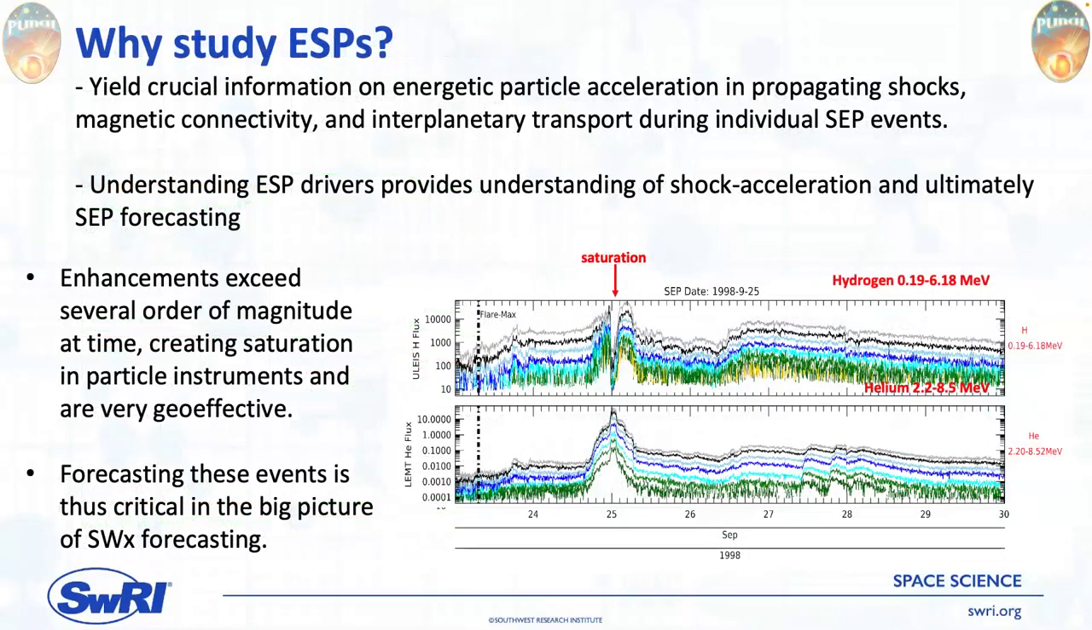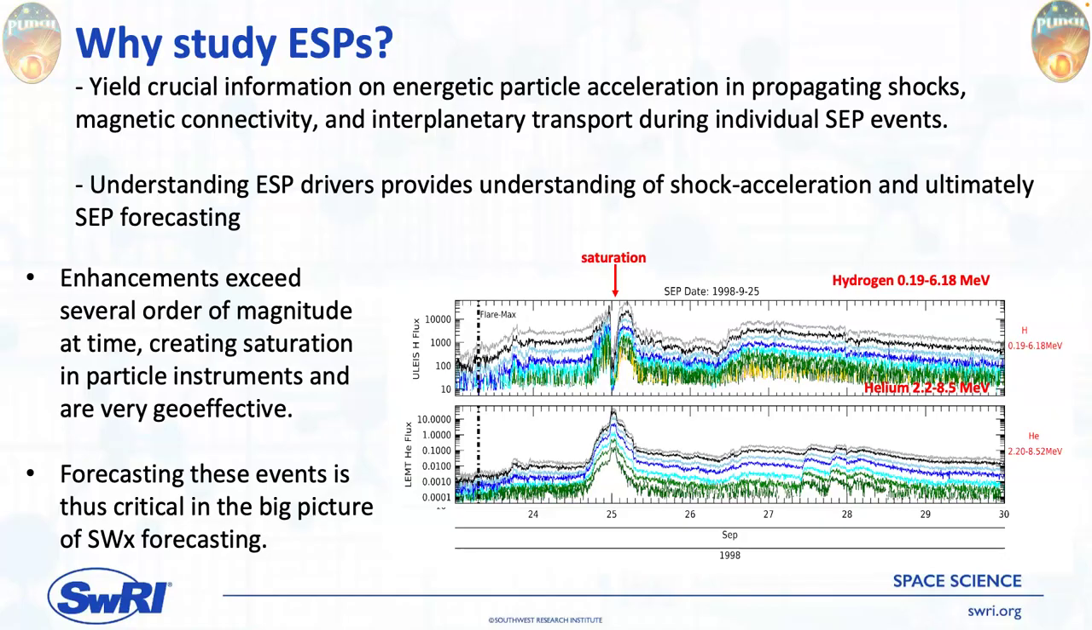Why are these important? These are important for two main reasons. The first reason is that it would enhance our understanding of the shock acceleration itself. For instance, do we have these small variability at the shock front and from the perspective of magnetic connectivity as well? So understanding ESPs more would directly refer to how they are accelerated at the propagating shock.